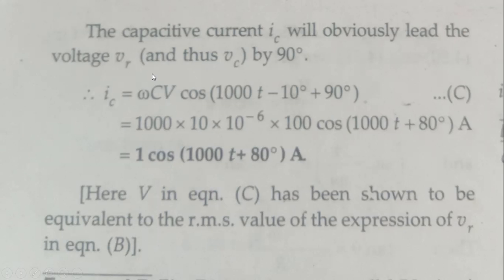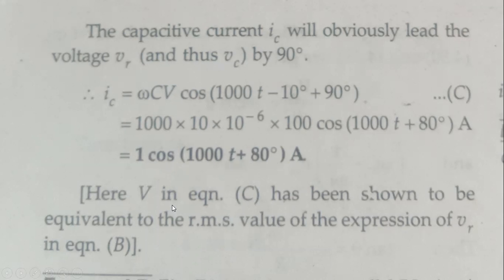What is the value of the voltage across that one? Already mentioned in the previous slide, that is 100, which we have calculated. Now come towards the same equation, that is cos(1000t plus 80 degree). How did we get 80 degree? Can anyone tell how we got that 80 degree? Because the current is leading by 90 degree, and the previous was 10 degree. So 90 minus 10, you get that 80 degree. In this way, the final answer is the current flowing through the capacitor: 1 cos(1000t plus 80 degree) ampere.